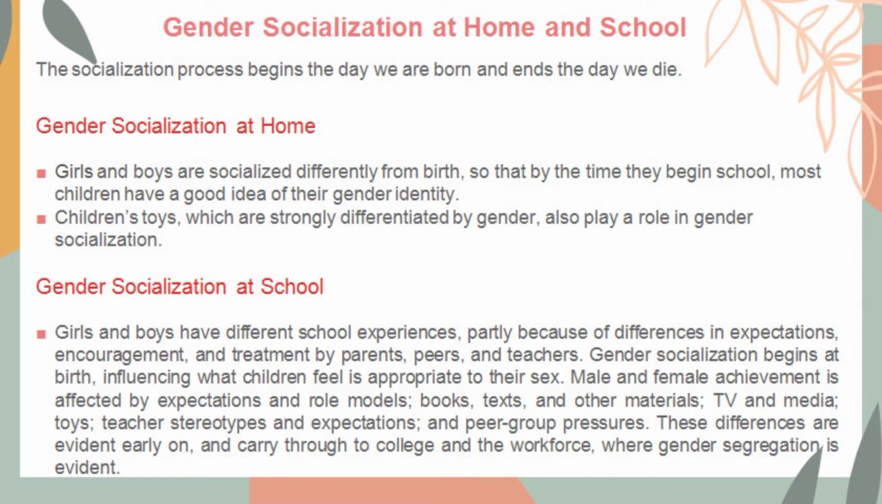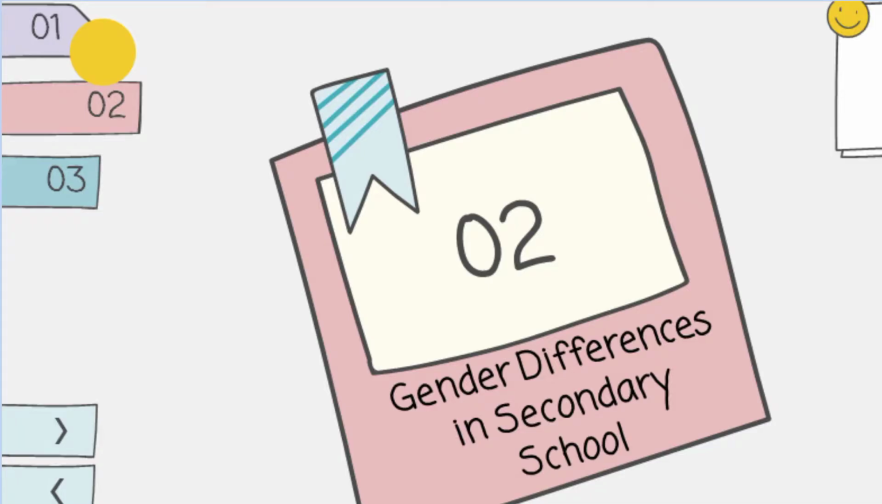The gender binary is evident, and boys emerge as energetic, competitive, and potentially problematic students, while girls emerge as compliant and cooperative. The second topic is gender differences in secondary school.